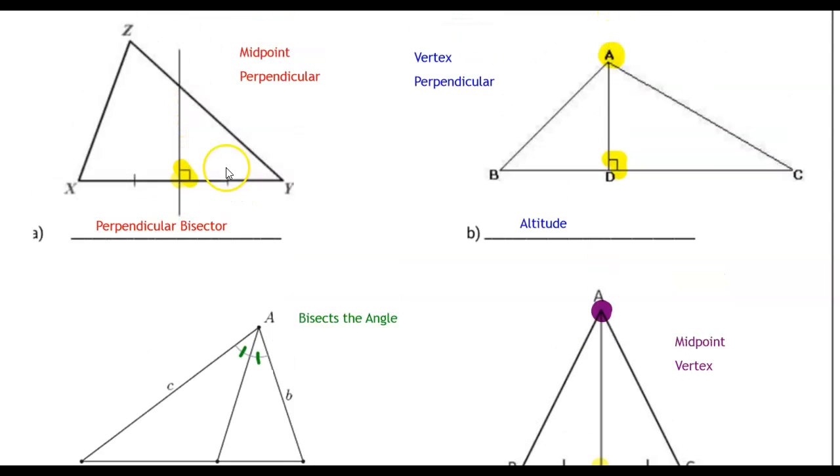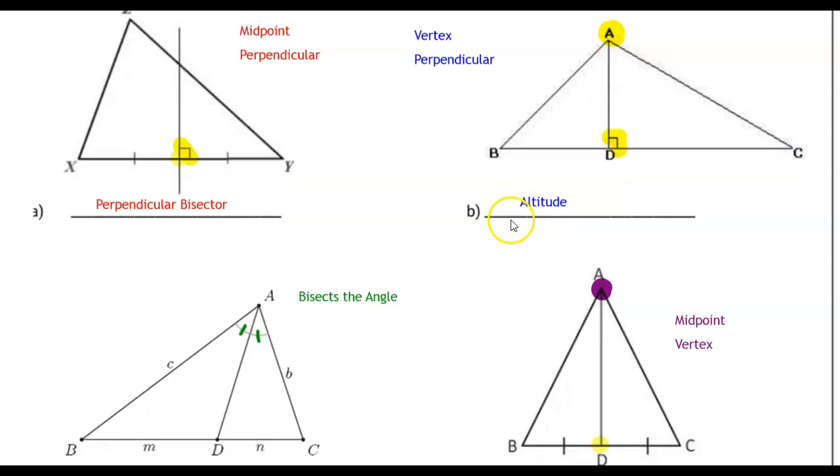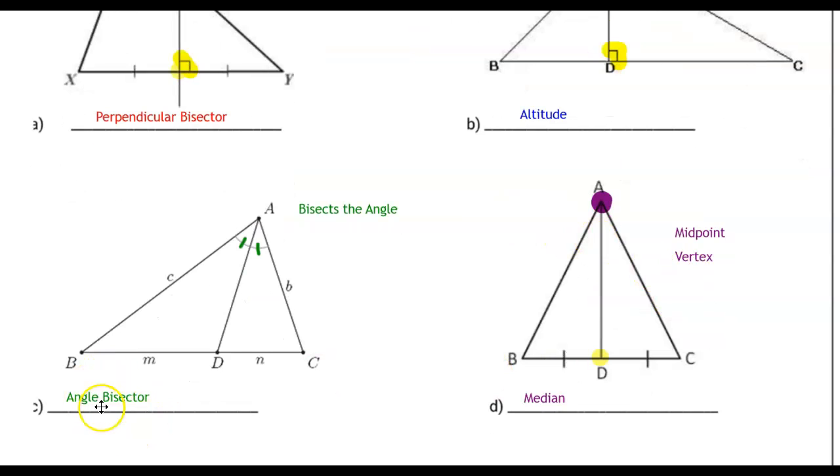The perpendicular bisector passes through a midpoint and is perpendicular to the opposite side. The altitude passes through a vertex and is perpendicular to the opposite side, just like the perpendicular bisector. The angle bisector doesn't necessarily have anything to do with the midpoints or being perpendicular, but it does bisect the angle or bisect one of the vertices. And for letter D, for median, you can tell that it passes through a midpoint, which is down here, and through the vertex.